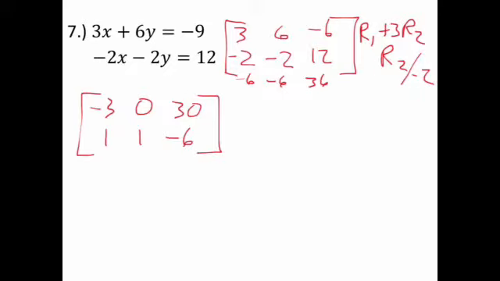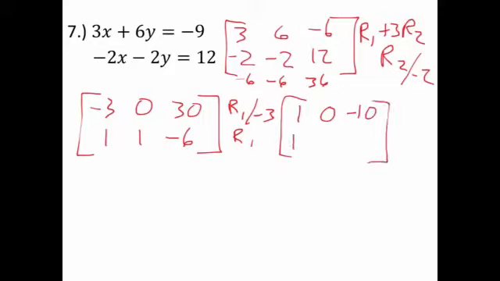And now that I have this, if I take row 1, actually, interesting. If I take row 1 and divide by negative 3, this is going to turn into a 1, which would be great. And I'm going to take row 2 and let it be the same for now. This is going to get 1, 0, negative 10. And then I have 1, 1, negative 6. If I then take row 2 and subtract row 1, I'll get a 0 there. And then this one will be ready to go.